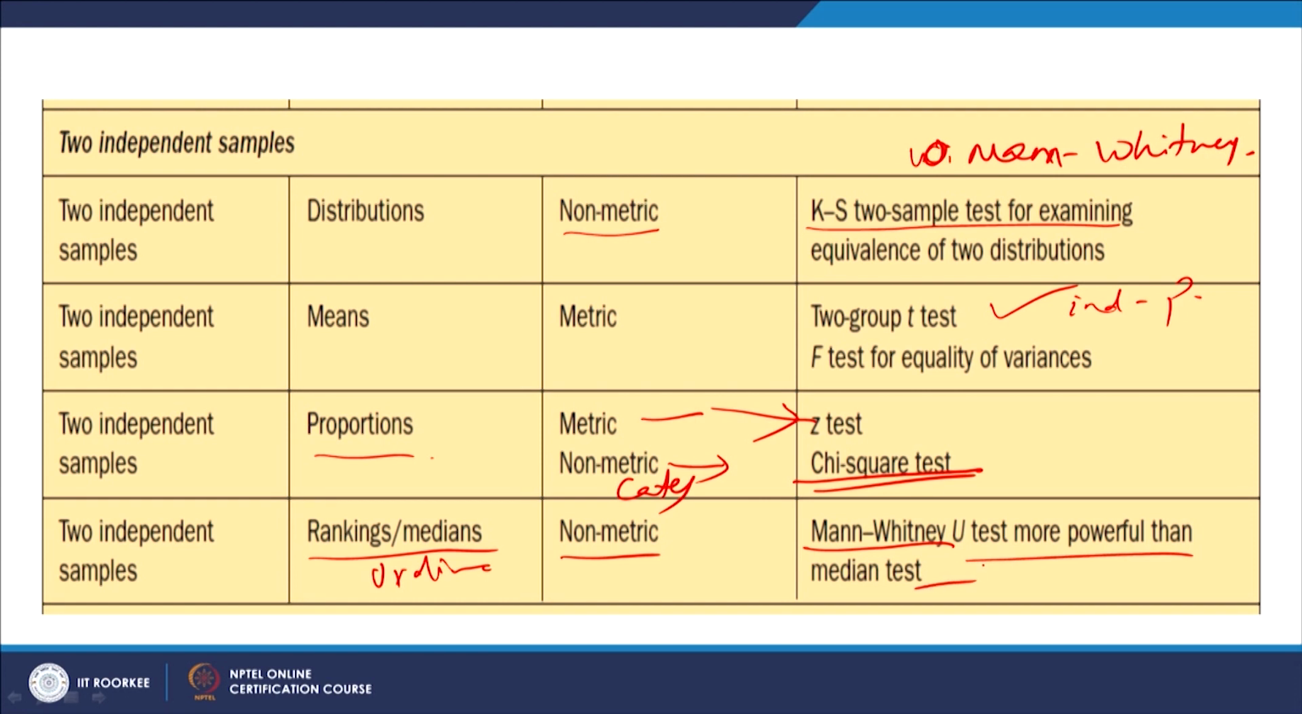So, these are some of the tests that we are talking about, and you can make out this difference. Here it is ordinal, and sometimes you use the KS 2 sample test or you can use the Mann-Whitney, but if it is 2 independent samples, you mostly use the Mann-Whitney test, which is a more powerful test.